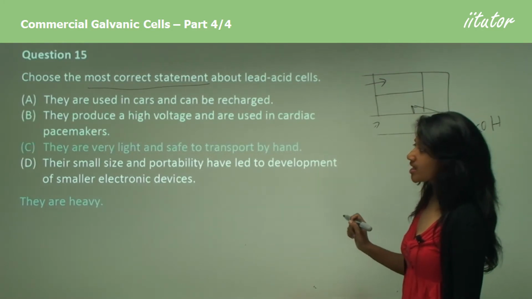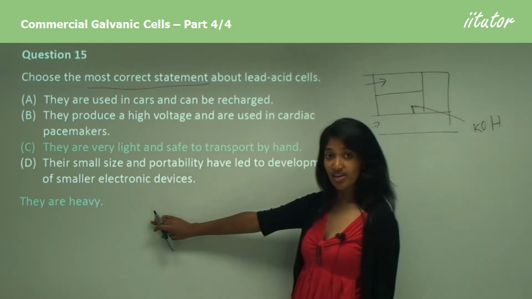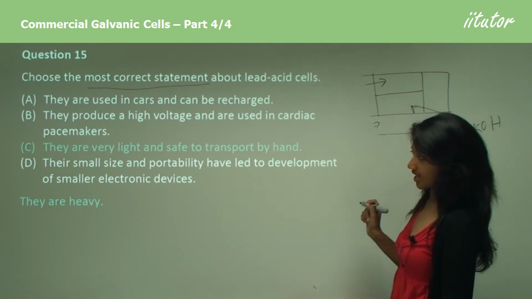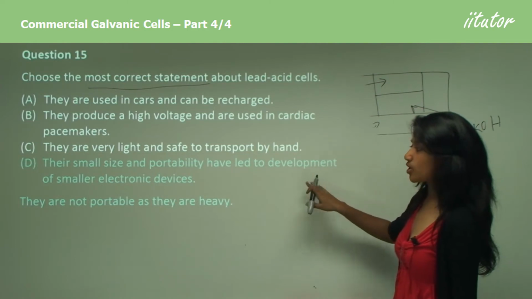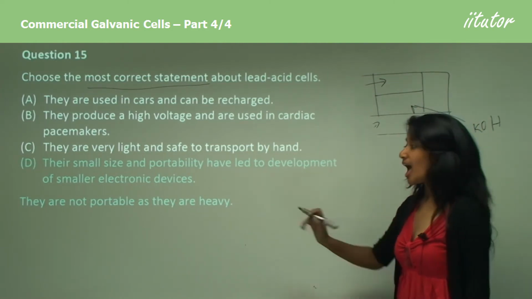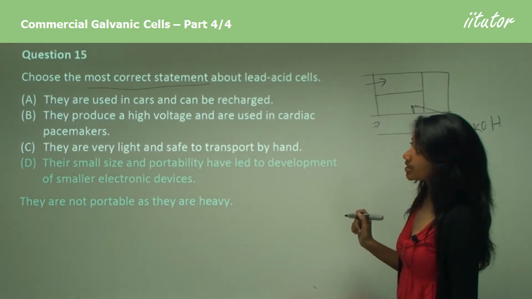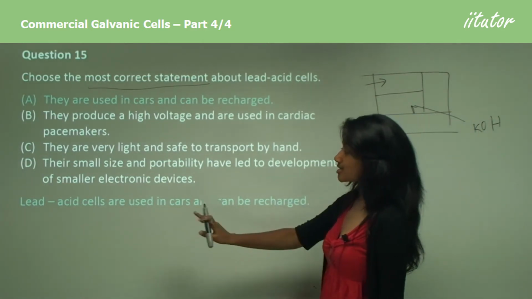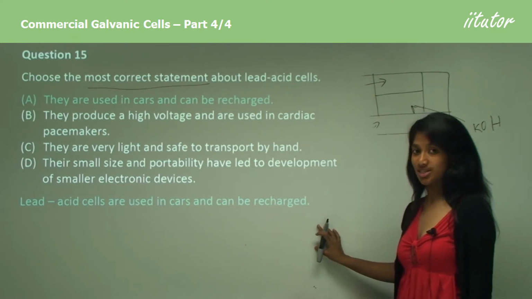Option C, they are very light and safe to transport by hand. They are quite heavy and that's a disadvantage of a lead acid battery. Option D, their small size and portability have led to development of small electronic devices. They are not portable as they are heavy, and also they are quite large in size. So option D, they are used in cars and can be recharged. That is true. Lead acid cells are used in cars for car batteries and they recharge because they're secondary cells.